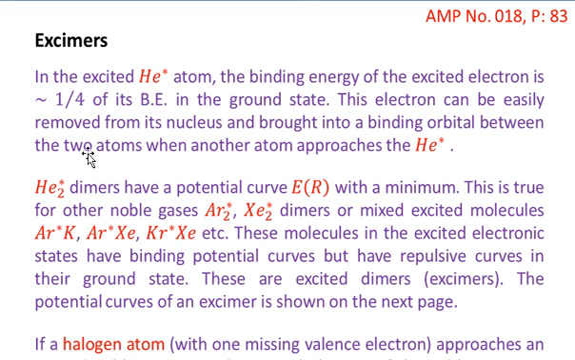This electron can easily be removed from its nucleus and brought into a binding orbital between the two atoms when another atom approaches the excited helium. So you see that if you remove one electron from the excited helium atom, then this excited helium atom, which is now ionized, will form a binding orbital with another atom when it approaches the excited helium atom.